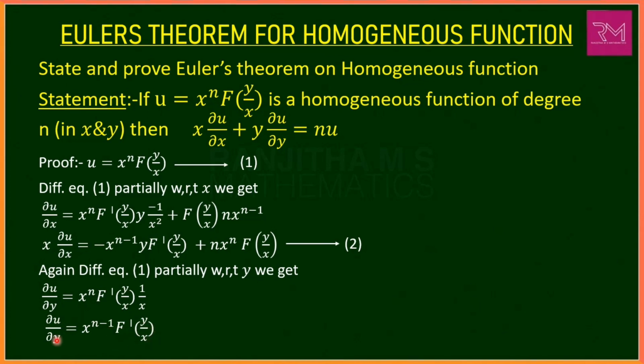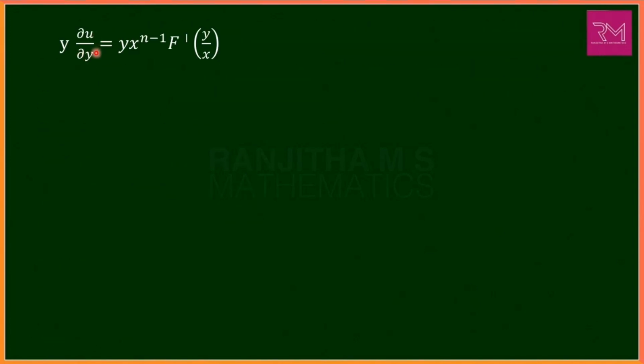Next step, we have to multiply by y both the sides of the equation. We get as y into del u by del y, which is equal to y into x power n minus 1 into f dash of y by x. Call this as equation number 3.